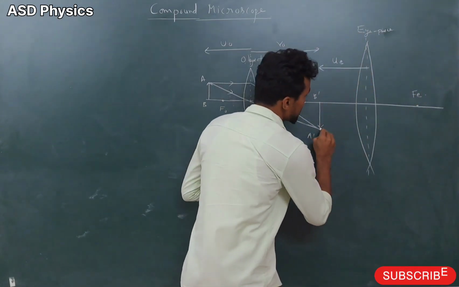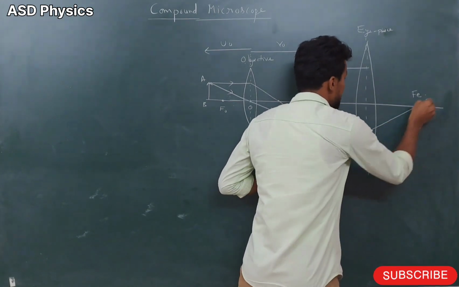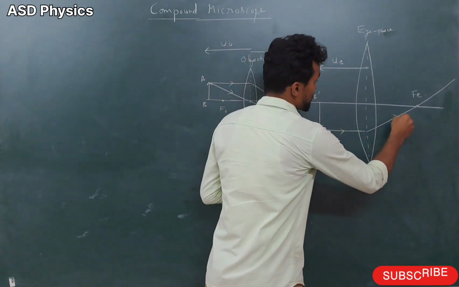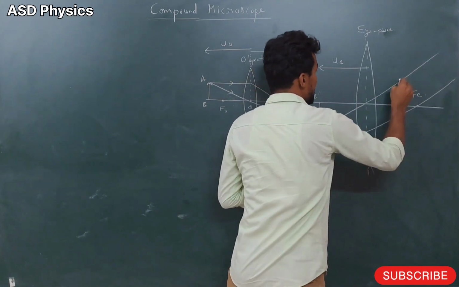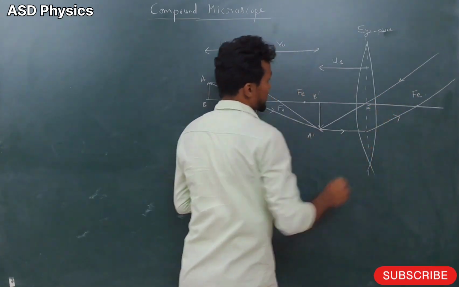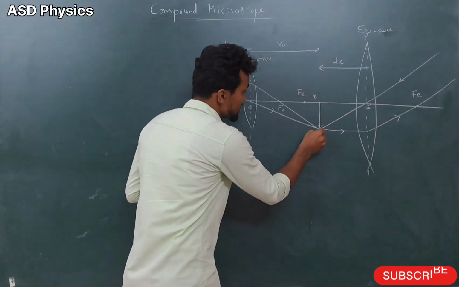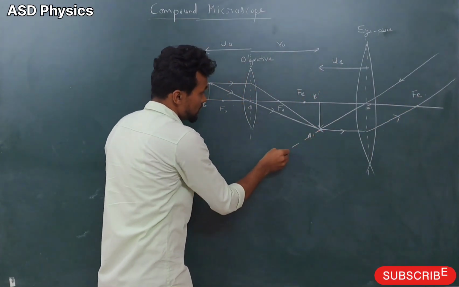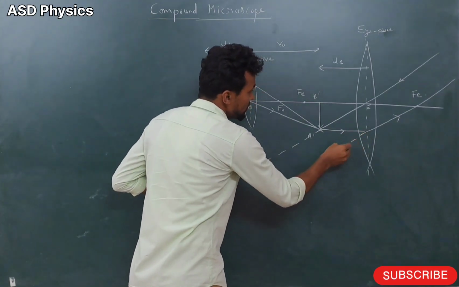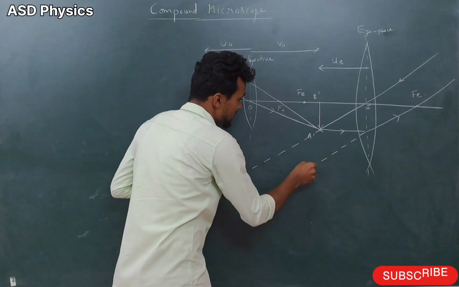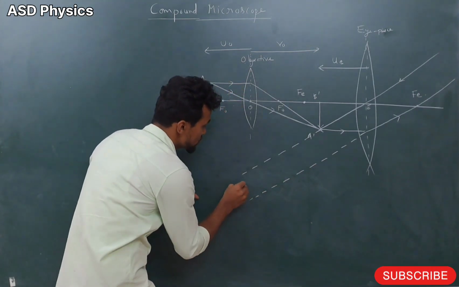Now one ray will just go straight and it will pass through the focus like this. And after that, one ray will just pass through the optical center here. Here I have taken E, my dear students. Here we can see these two rays are there. When these two rays come here, so my dear students, here I have drawn the situation for a normal adjustment. That means when the final image is forming at infinity.